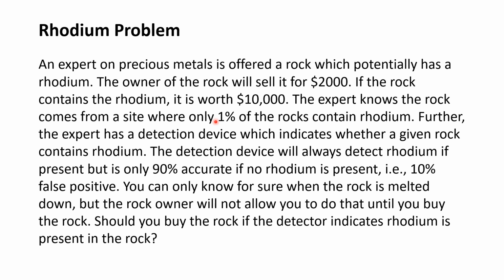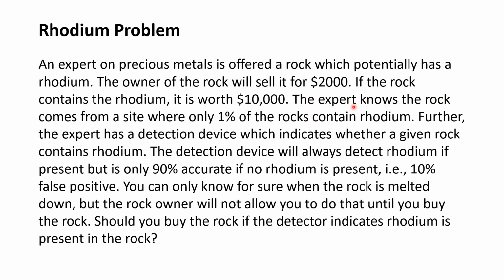So we have another problem here that makes use of Bayes' rule and the law of total probability. An expert on precious metals is offered a rock which potentially has rhodium. I looked this up. It's actually the most expensive precious metal per weight, even more so than platinum or gold. The owner of the rock will sell it for $2,000. If the rock contains rhodium, and we don't know that for sure when the rock's being sold, it'll be worth about $10,000. And the expert knows that.